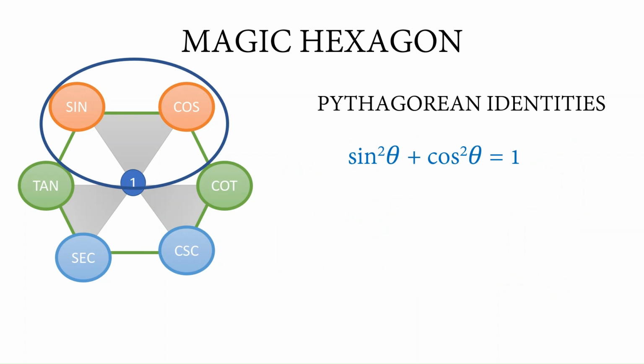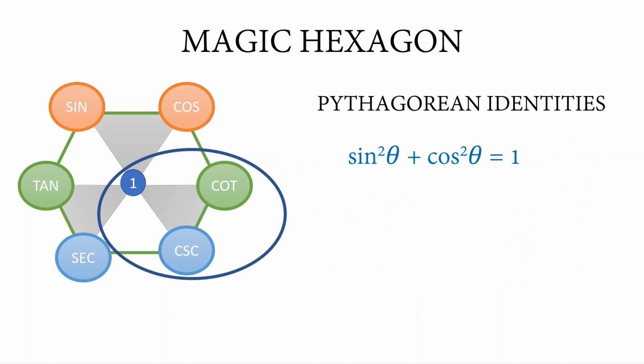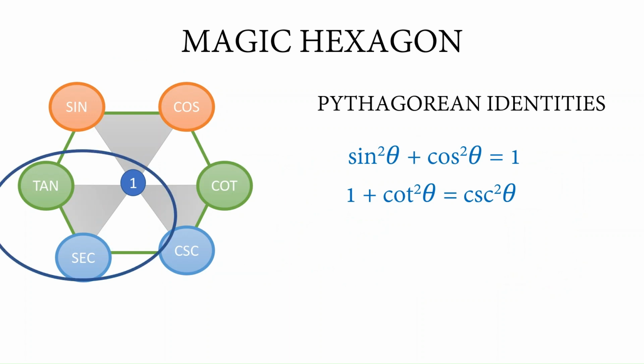In a similar way, we will follow for the rest of the triangles. Now if we see this, 1 and cot are on the ends of a horizontal line. So 1 plus cot square theta equal to cosecant square theta. For the next triangle, tan and 1 are on the ends of a horizontal line. So 1 plus tan square theta equal to secant square theta. In this way, we can recollect the Pythagorean identities.